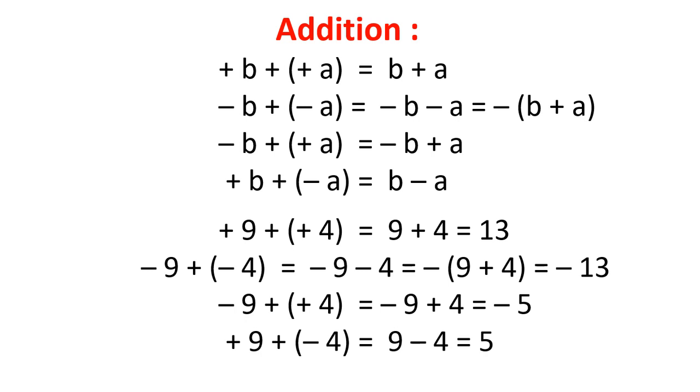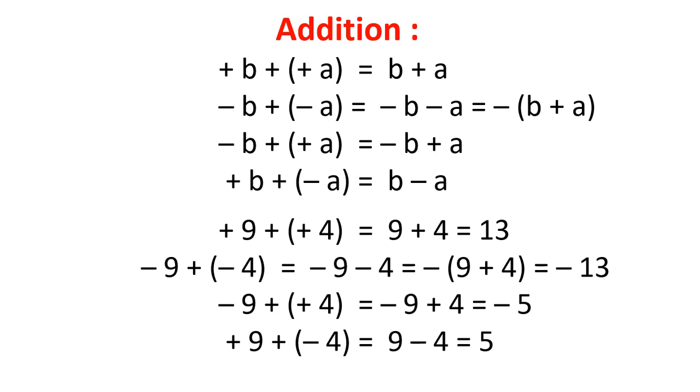Addition. Plus b plus within bracket plus a. So when you open the bracket, plus into plus is plus. So it is equal to b plus a. Minus b plus within bracket minus a. Again now when you open the bracket, plus into minus is minus. So it becomes minus b minus a. So minus is common, minus comes out. So it becomes minus outside within bracket b plus a. Minus b plus within bracket plus a is equal to minus b plus a. Plus b plus within bracket minus a is equal to b minus a. Please note down these on your notebook and practice them again and again.